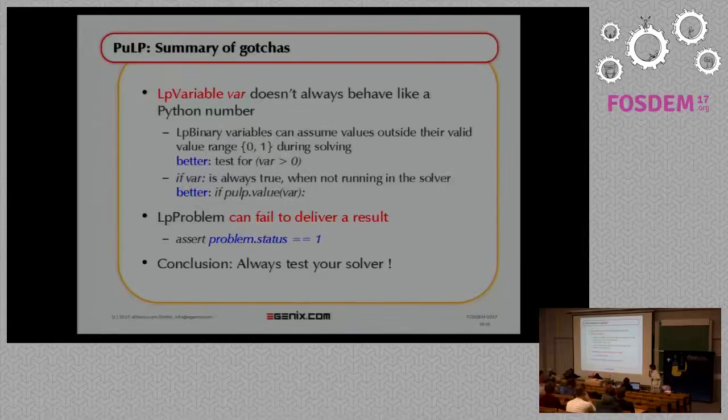Oh, there's one more thing I didn't mention. The LP variables, LP binary variables that you define, I found that during solving, they can actually take values that are not within the range that you'd expect. So, for example, in one of the runs that did not produce a solution, I got -3 as a value for a binary, which was a bit odd. So it's probably better to test for variable greater than 0 instead of just doing the Boolean comparison.